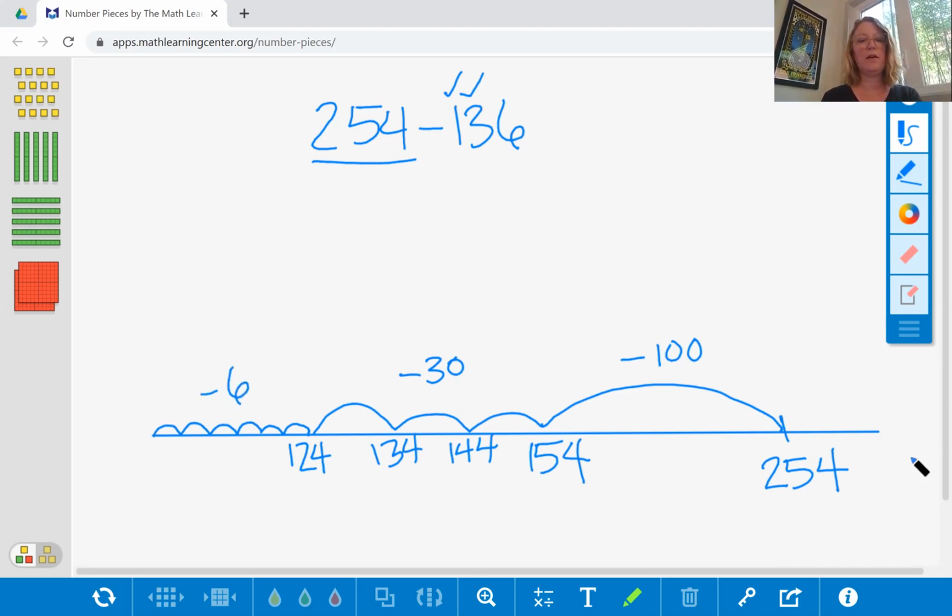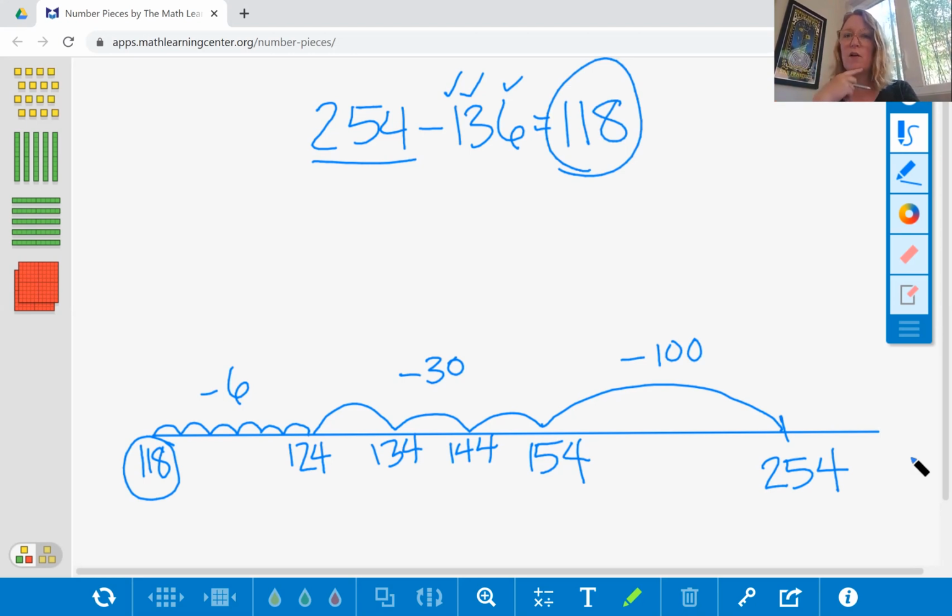Let's see, I'm going to count backwards to help myself with this one. I'm going to start at 124, 123, 122, 121, 120, 119, 118. 118. Did I get the same answer? Yes, I did.